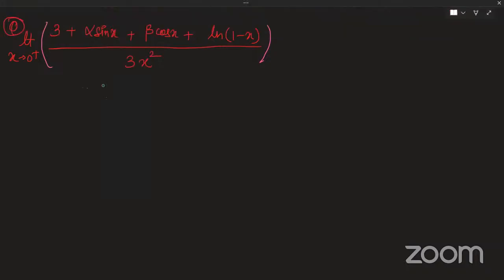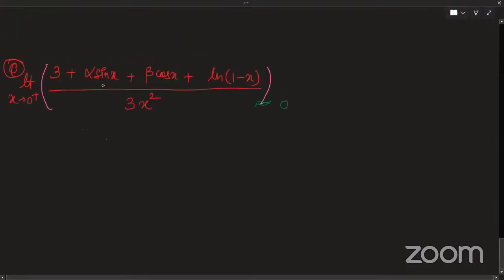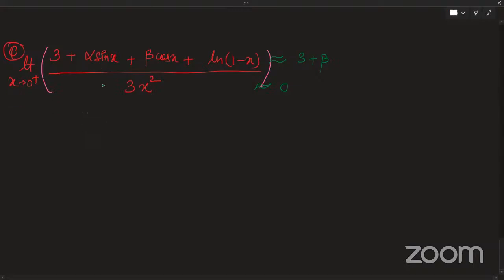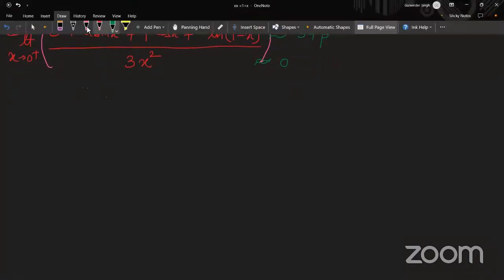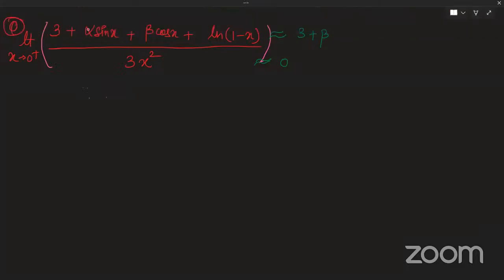Tell me, if x is tending to 0, where is your denominator tending to? 0. Great work. What about the numerator? Let us look at the numerator also. So what is sine 0? 0. Okay, so you've got 3 plus 0 plus beta, right? Beta into 1, beta. Plus ln of 1. What is ln of 1? 0. Great. So in the numerator, you have got 3 plus beta. So 3 plus beta divided by 0.